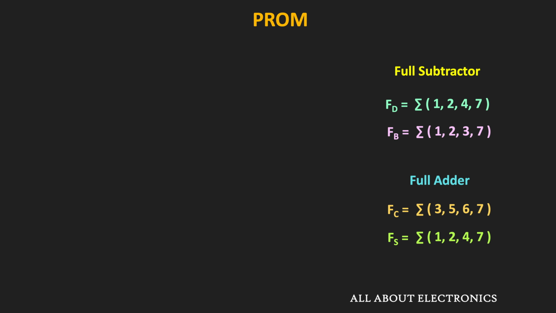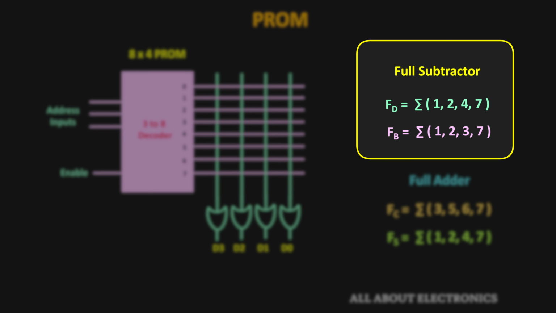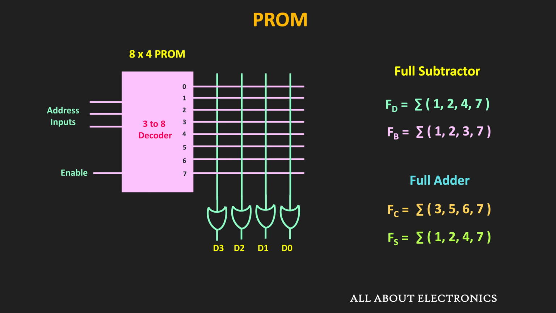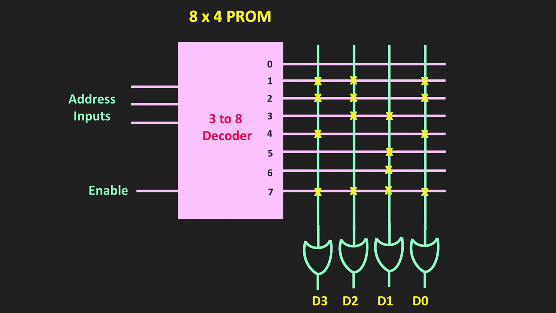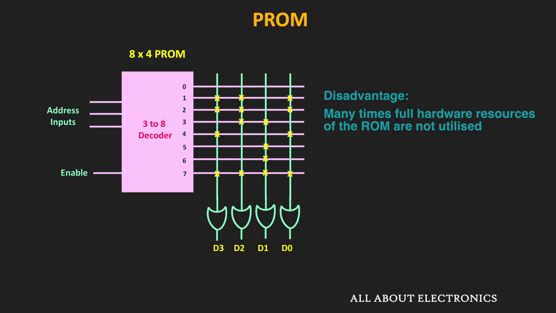For example, in the previous video, we implemented the full adder and the full subtractor using this 8x4 ROM. As you can see, the first two expressions are the difference and borrow outputs for the full subtractor, while the other two expressions are the sum and carry outputs of the full adder. This is the corresponding implementation using this PROM. As you can see, in every output of the OR gate, we are not utilizing all the minterms. In fact, in all 4 outputs, we are utilizing only 4 minterms. That means many times, while implementing functions using the PROM, we are not utilizing full hardware resources.